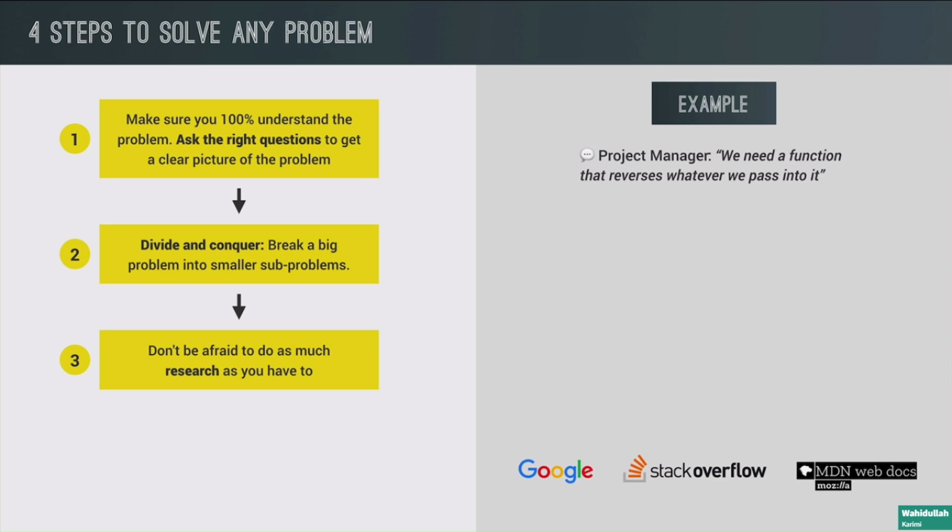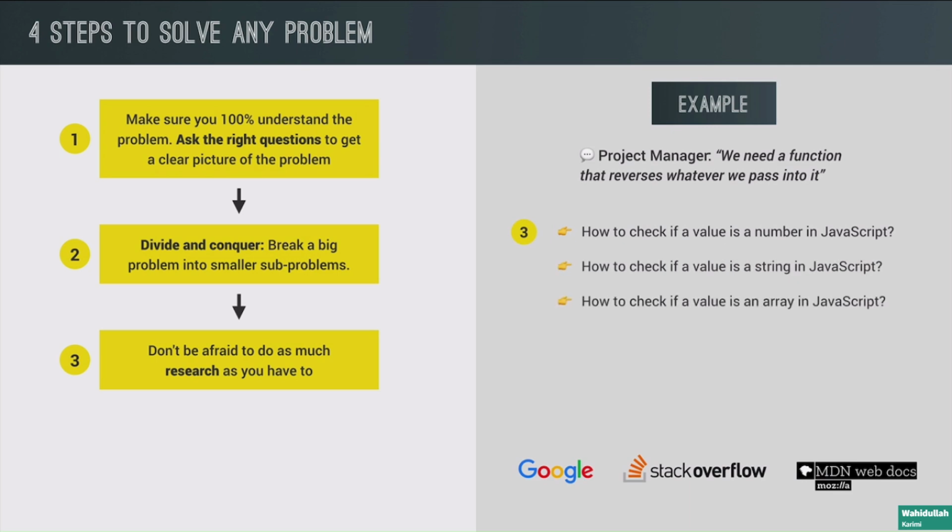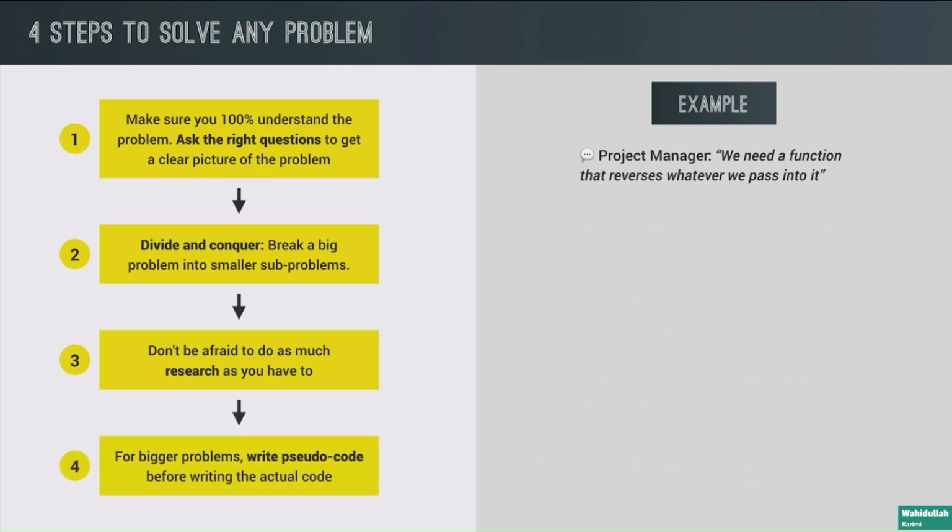That's just completely normal. Now, in this case, some questions that we could Google are how to check if a value is a number or an array or a string in JavaScript. Or we could Google how to reverse a number or a string or an array in JavaScript. Okay? And again, we will do this in the next lecture on a real problem together.